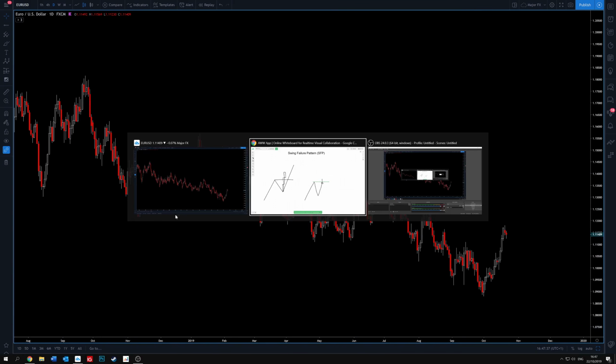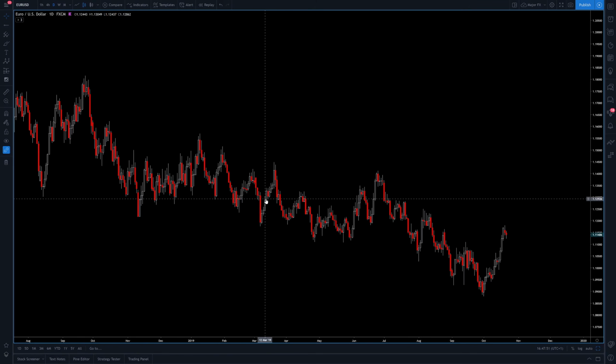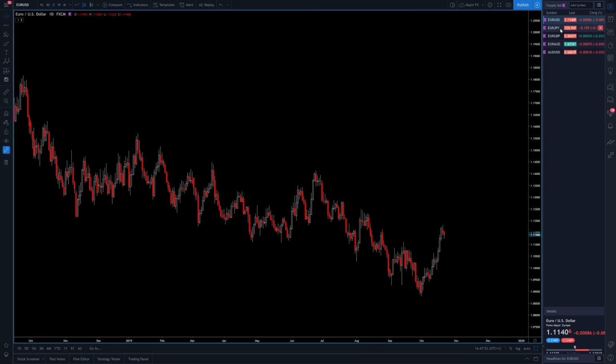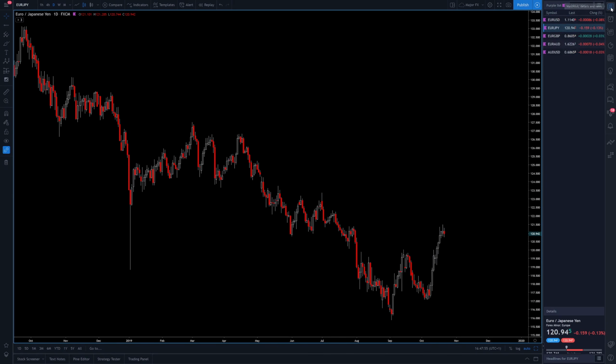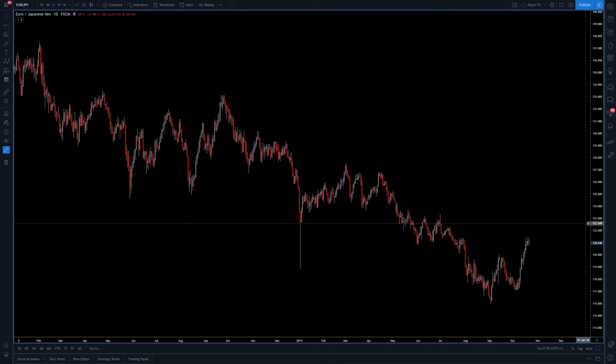So hopefully now you understand the concept of the ABC and the concept of the swing failure being a fail at the previous swing point on either an uptrend or a downtrend. Like I said, this can be on a variety of different time frames. We'll just go through a couple other ones that I've found earlier on. So Euro JPY, if we look at, there's probably quite a few on here.